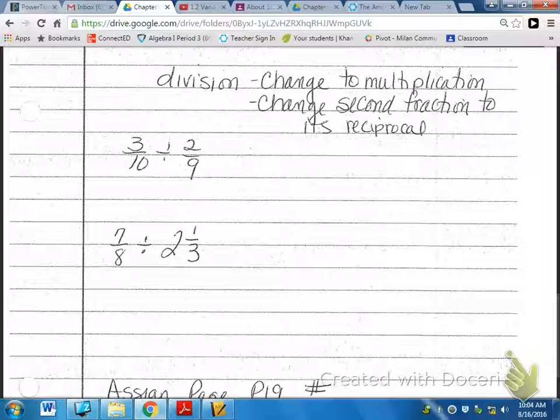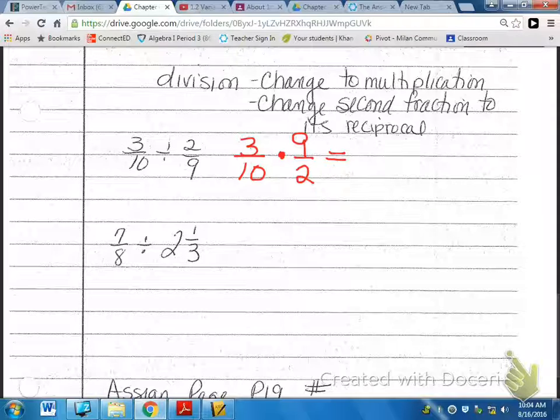Yes? Hey, I'm going to go ahead and do them. So 3/10 divided by 2/9. We're going to make it 3/10 times 9/2. And the bad thing about that is it went from what looked like I could reduce or cancel out to something that now I can't cancel out. There's no common factors from top to bottom, and you don't cancel side to side.